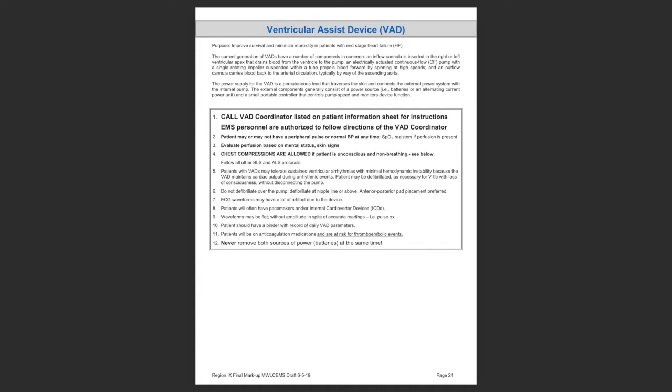We also need to look at their skin parameters. So we're checking for color. Are they pink, warm, and dry? Also, we can look at cap refill. And finally, end-tidal CO2 is going to be a good qualifier for perfusion status. If they've got good respirations and their end-tidal CO2 is within normal range, then we can rest assured that they are perfusing adequately at this time. All right, now for the video.